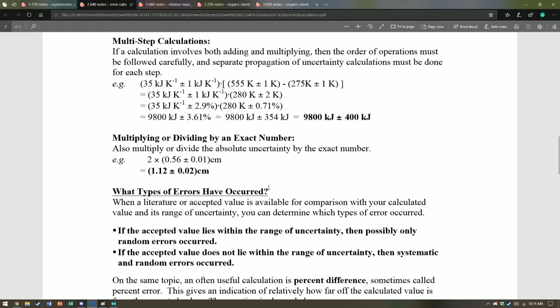When you multiply or divide by an exact number, you multiply the uncertainty by that same exact number. So if you double this, you have to double your uncertainty.